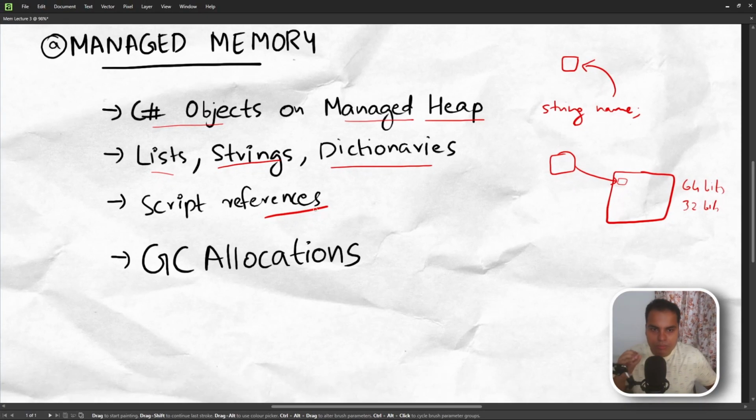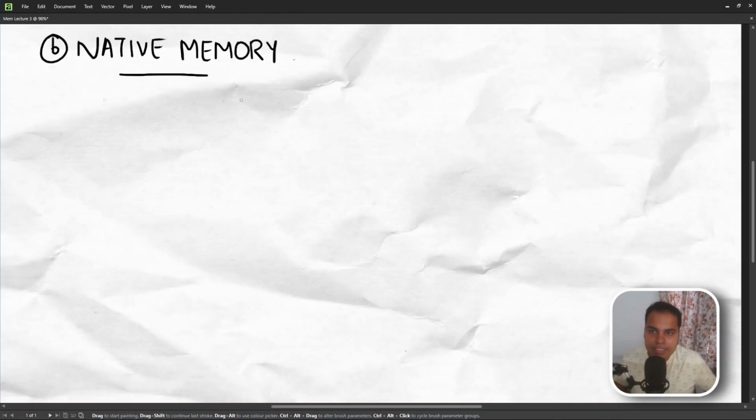And the most important part of managed memory is this is responsible for all of the GC allocations that we have to figure out. Okay, garbage collection. The garbage collection allocation, specifically the spikes that you see in the profiler, managed memory is responsible for almost all of it. Okay, you need to keep that in mind. GC means managed memory, meaning our scripts. C#. Okay, great. The next type of memory is something called native memory.